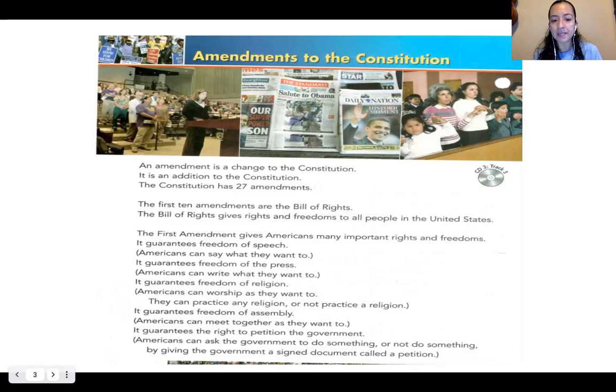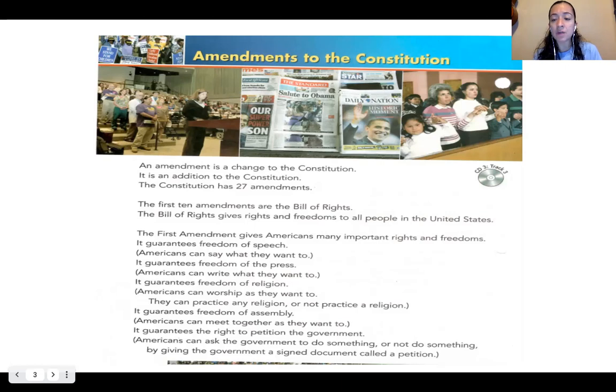The First Amendment gives Americans many important rights and freedoms. It guarantees freedom of speech. Americans can say what they want to. It guarantees freedom of the press. Americans can write what they want to. It guarantees freedom of religion. Americans can worship as they want to. They can practice any religion or not practice a religion.